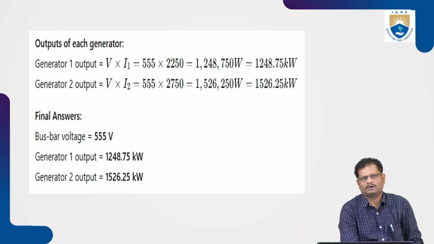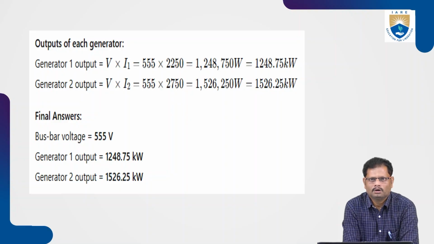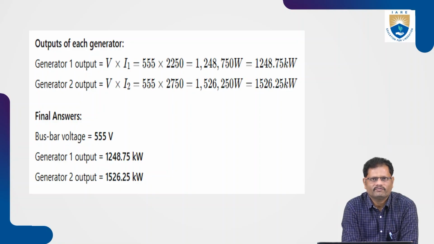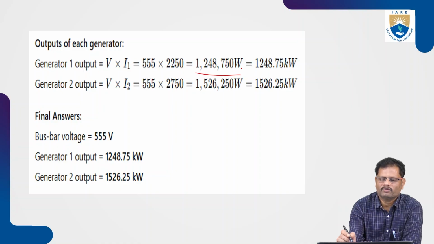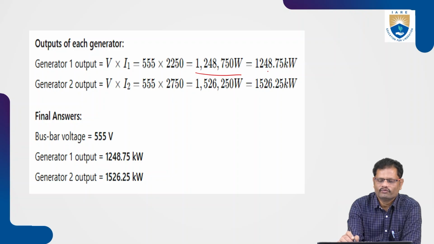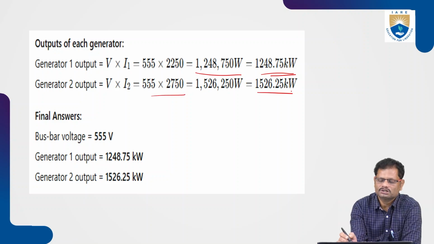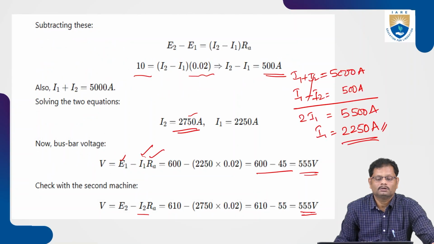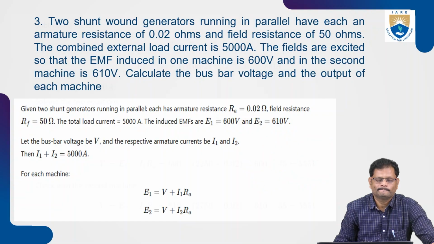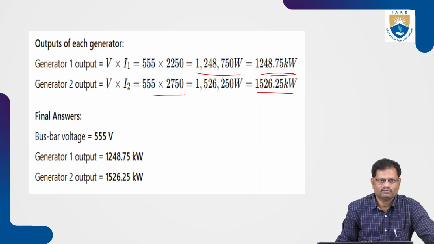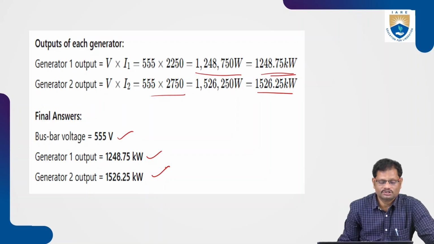So now we can calculate the output of generator 1. We have V, which is 555 volts, and I1, 2250 amps. So the output of generator 1 is 1248.75 kilowatts, and we can calculate the output of generator 2 also, V into I2, which is 1526.25 kilowatts. So the final answers: busbar voltage 555 volts, generator 1 output 1248.75 kilowatts, and generator 2 output 1526.25 kilowatts.